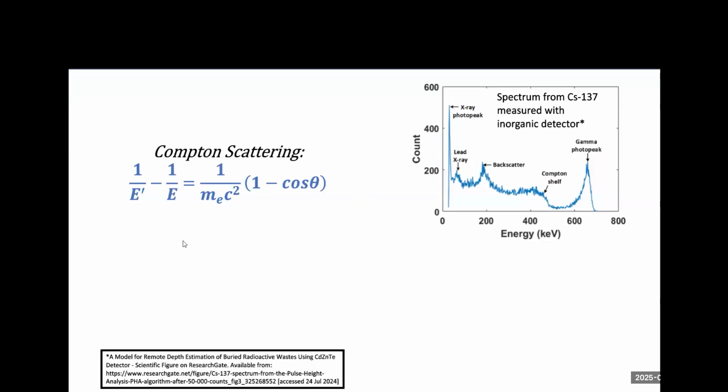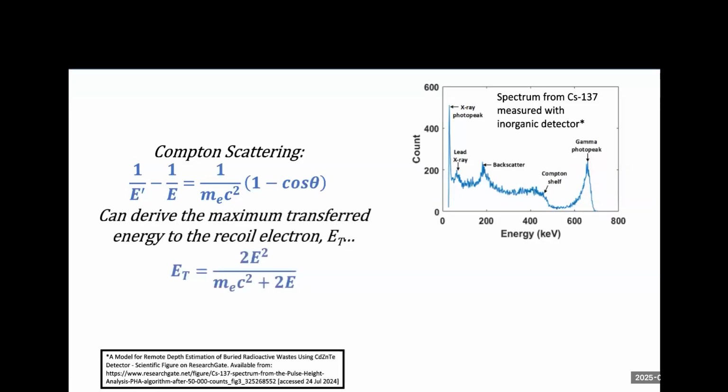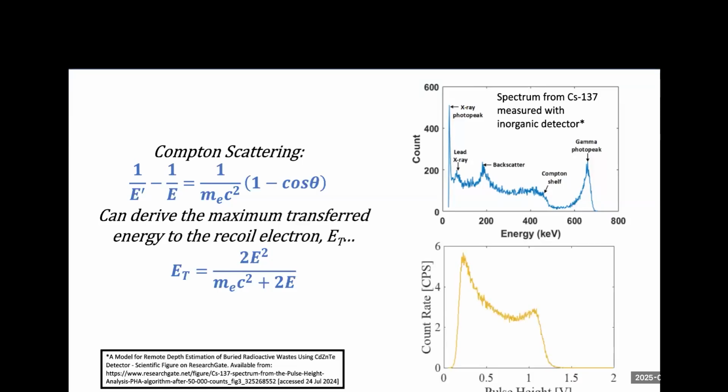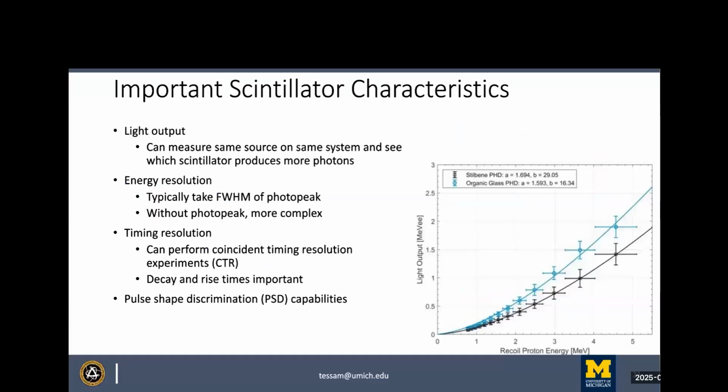This is the equation for Compton scattering. 1 over E prime minus 1 over E equals 1 over m_e c squared, times 1 minus cosine theta. You can solve that for a head-on collision to get E prime. The maximum transferred energy would be 2E squared over m_e c squared plus 2E, where E is the original energy of the photon, and then the backscatter peak would be whatever is left over from that.